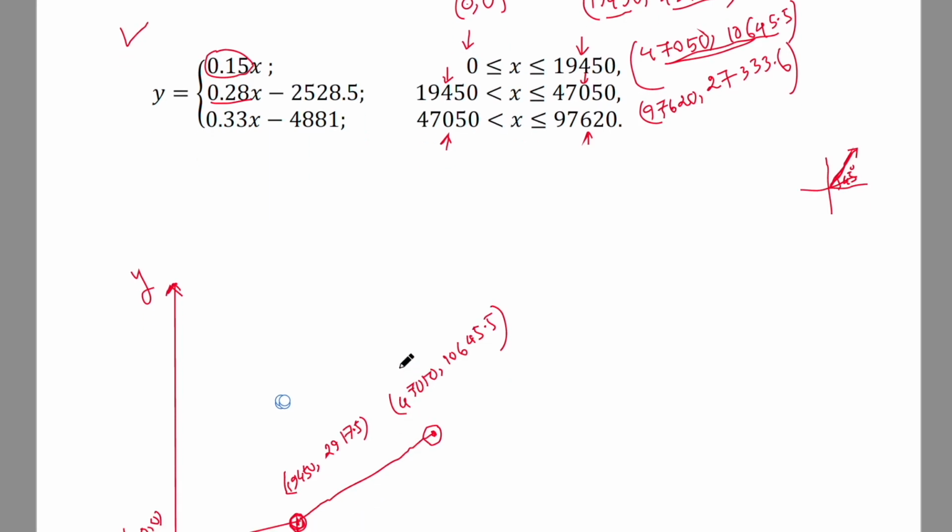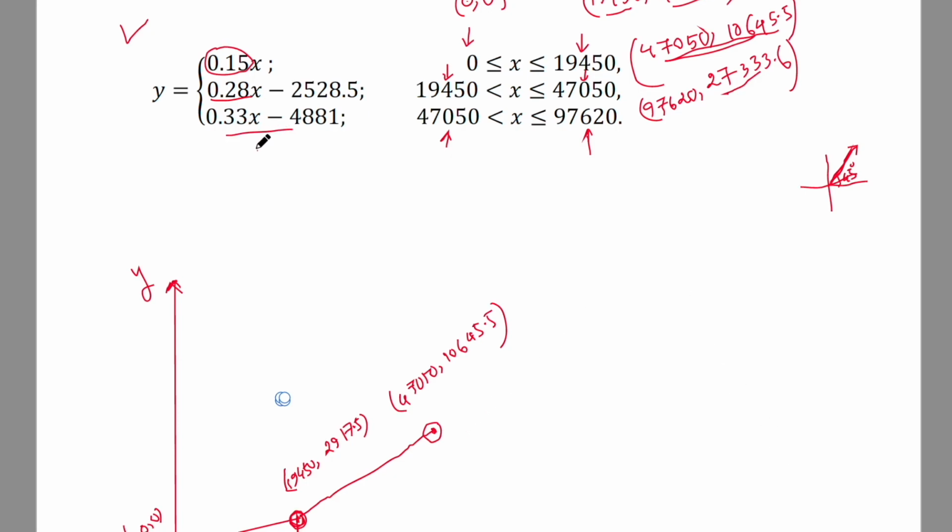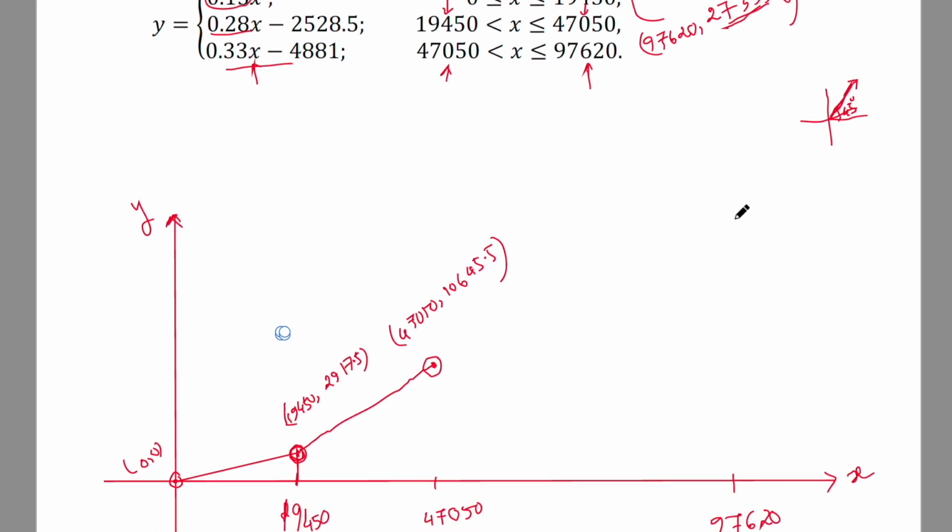And now let us draw the third line. Third line will start from this point and end at, if you put x equal to this figure 97,620, then y will be 27,333.6. And now the question is, where should be this point? In that case also you need to look at the slope of the third line.